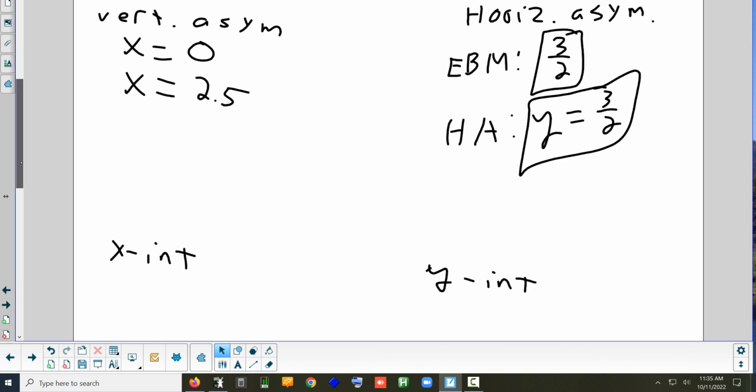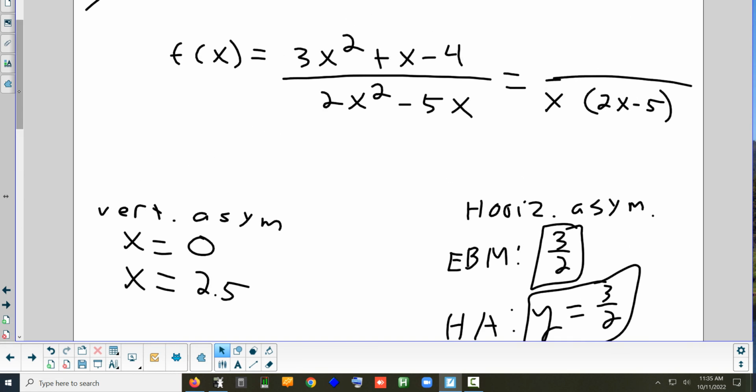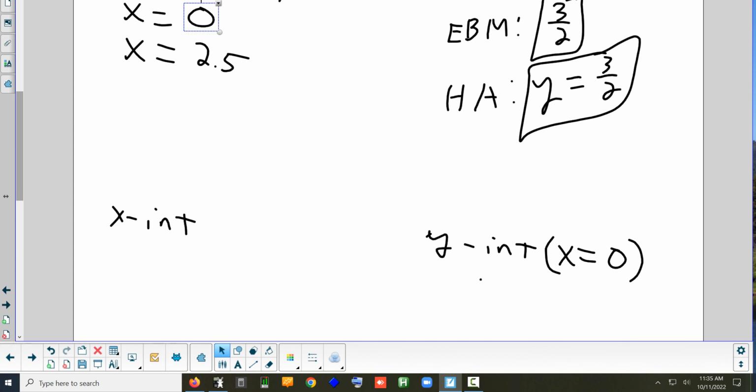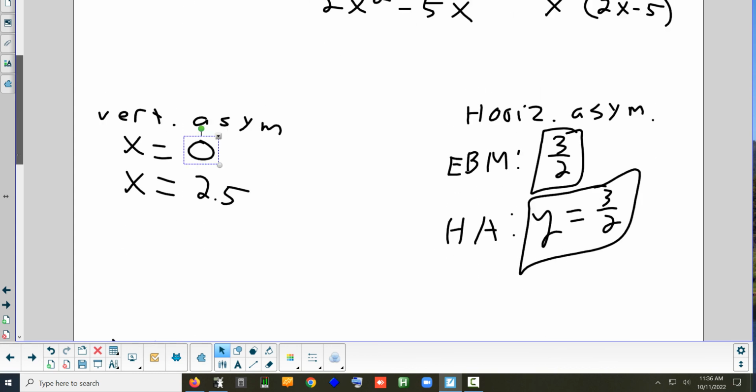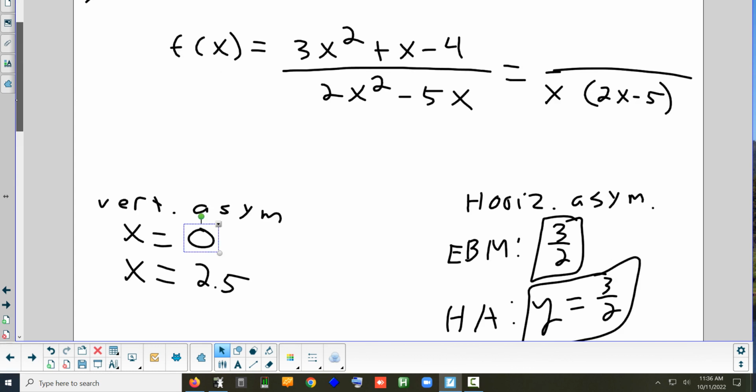Let's start with the y-intercept. What are you supposed to plug in for the y-intercept? You're supposed to let x equal 0. But what happens if you let x equal 0 in that problem? You divide by 0. That's at a vertical asymptote. So this problem doesn't have a y-intercept. You can't plug 0 in for x.